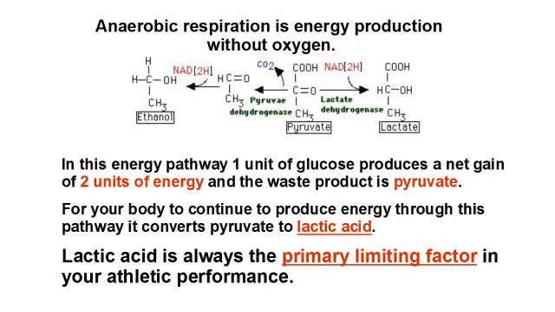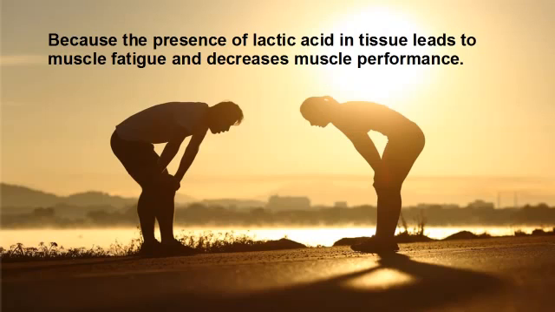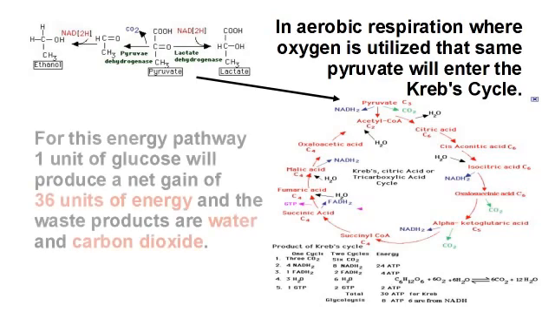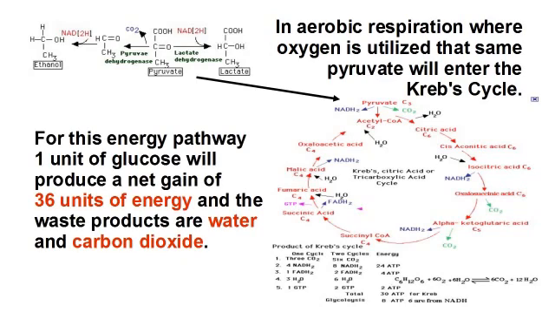Lactic acid is always the primary limiting factor in your athletic performance. Why? Because the presence of lactic acid in tissue leads to muscle fatigue and decreases muscle performance. However, in aerobic respiration, where oxygen is utilized, that same pyruvate will enter the Krebs cycle. For this energy pathway, 1 unit of glucose will produce a net gain of 36 units of energy, and the waste products are water and carbon dioxide.